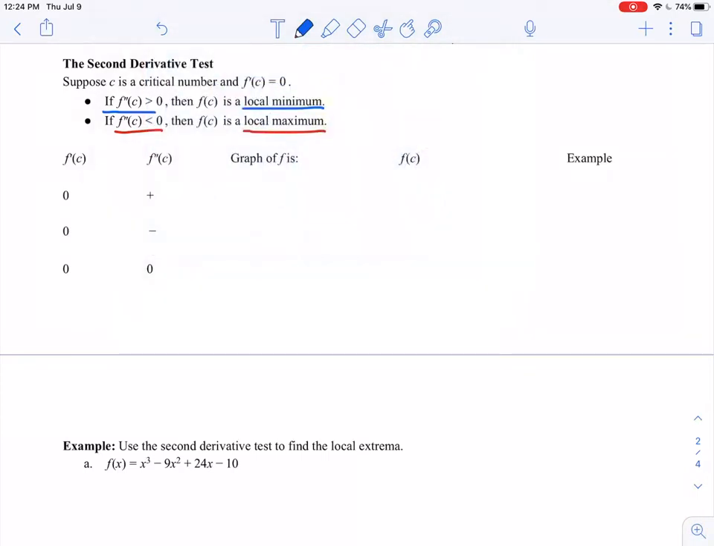So we can draw out a few cases here. Notice in all of these cases, again, the first derivative at c has to be 0. This will not work if your first derivative is undefined at c. If f double prime of c is positive, in that case what do we know about the graph? Well, the second derivative is positive, so that tells us that the graph of f is concave up, so that must mean that f of c is a minimum.